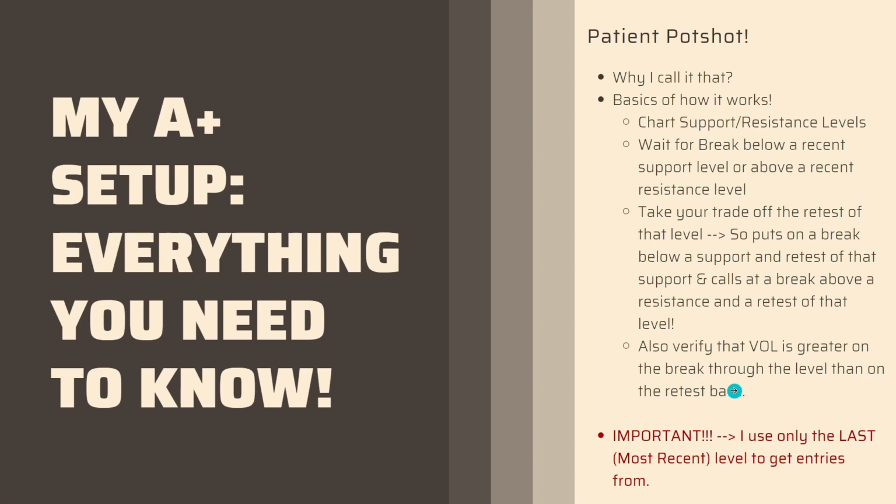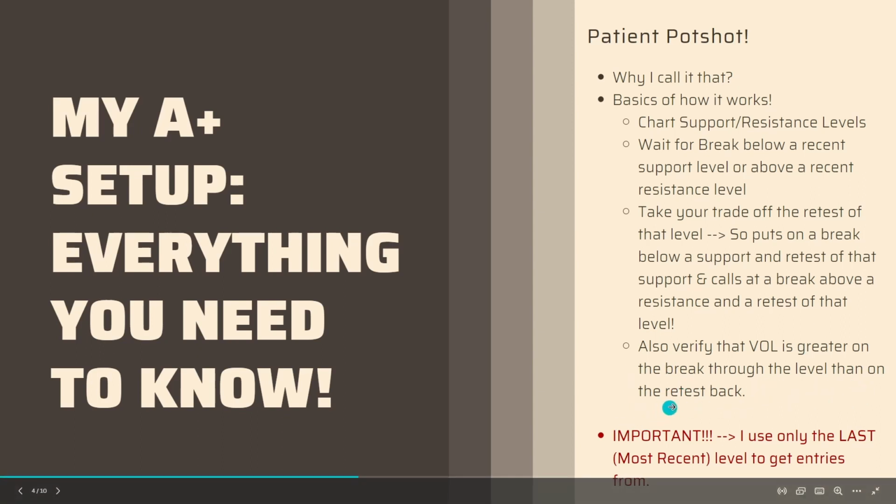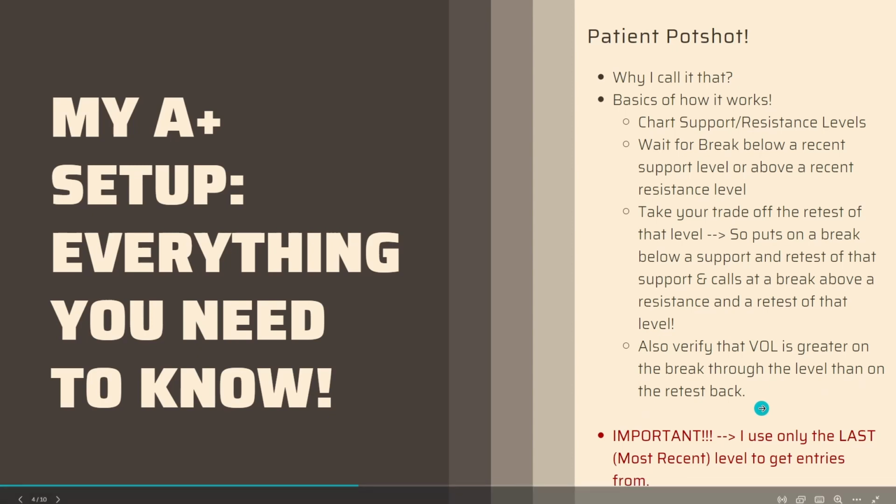So what I want to do is verify that volume is greater on the candle that breaks through the level. Okay, on the candle, pay attention to the words that I'm saying. On the 1 minute chart, volume is greater on the candle that breaks through the level than on the candle that retests back onto that level. So if we're looking at puts right here, then on the retest of a support level as resistance, I want to have less volume than on the candle that initially pushed us through that support. Now, if this is a little confusing, I'll clarify it right now in the next couple slides.